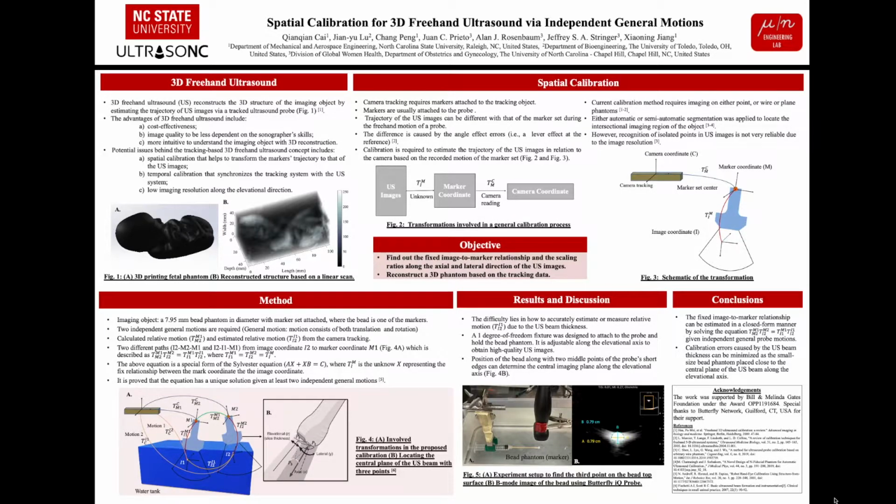A probe motion consisting of both translation and orientation is a general motion. 2 general motions that do not share parallel axes are independent. It is proved that with at least 2 independent general motions, the spatial calibration problem can be converted into a math problem, which is to uniquely solve a matrix equation in the form of AX equals XB. Next, I will explain how to derive this equation.